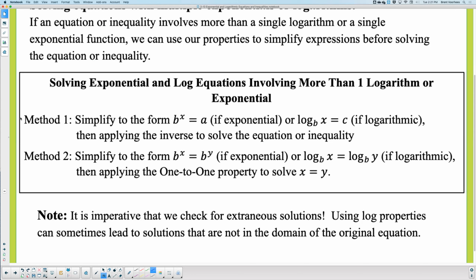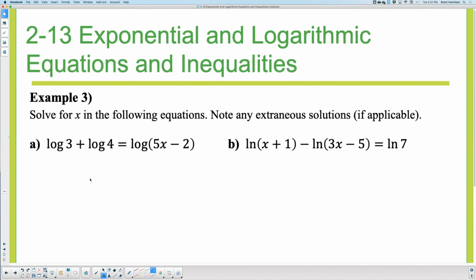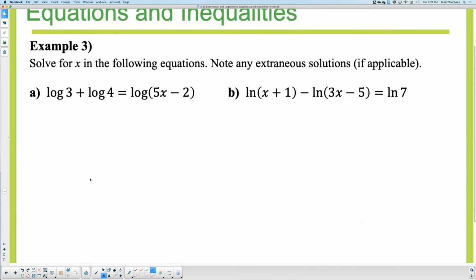This is method 2. So I've taught you method 1. You're about to see method 2. And that method 2 we use if we have more than one logarithm or more than one exponential. So on example 3, what's different from our previous problems? 3 logarithms. We have 3 logarithms. So if you have multiple logarithms, in my opinion, the easiest way to solve is to do the one-to-one property.